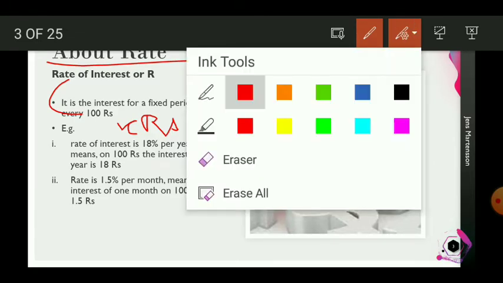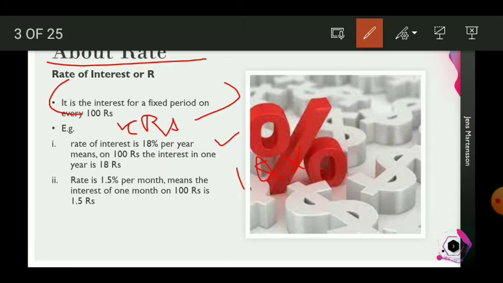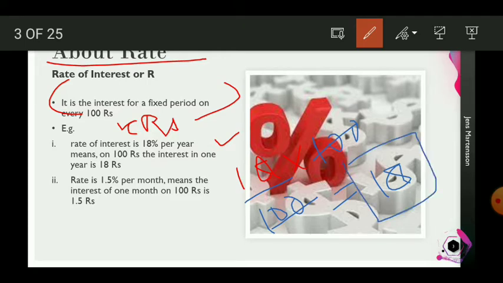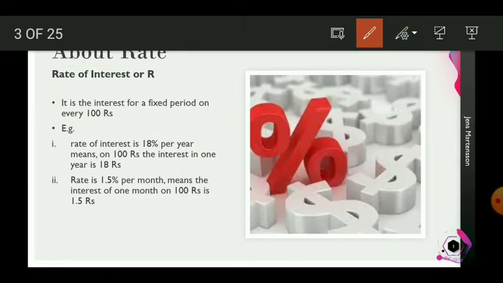How? First of all, let me change the color so that you can make it out. I have found 18% of 100 rupees, which is 18. So the total money that I am going to receive after investment is 18 plus the money I invested earlier, which is 118. Got it?